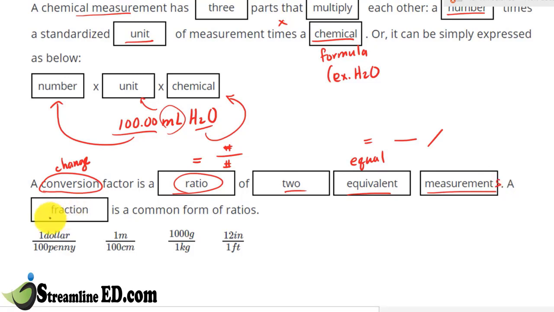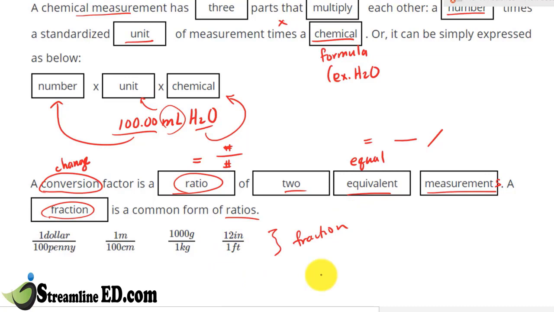A fraction, which is something that you see all the time in your math class, is a common form of ratio. For example, in this case, we have $1 is equivalent to 100 penny. And notice how we use a singular form just to make the math more simplistic. Or we have 1 meter equal to 100 centimeter. Or we can have 1,000 gram equal to 1 kilogram. Notice how these are all expressed in terms of fraction. And then we have 12 inches equal to 1 foot.